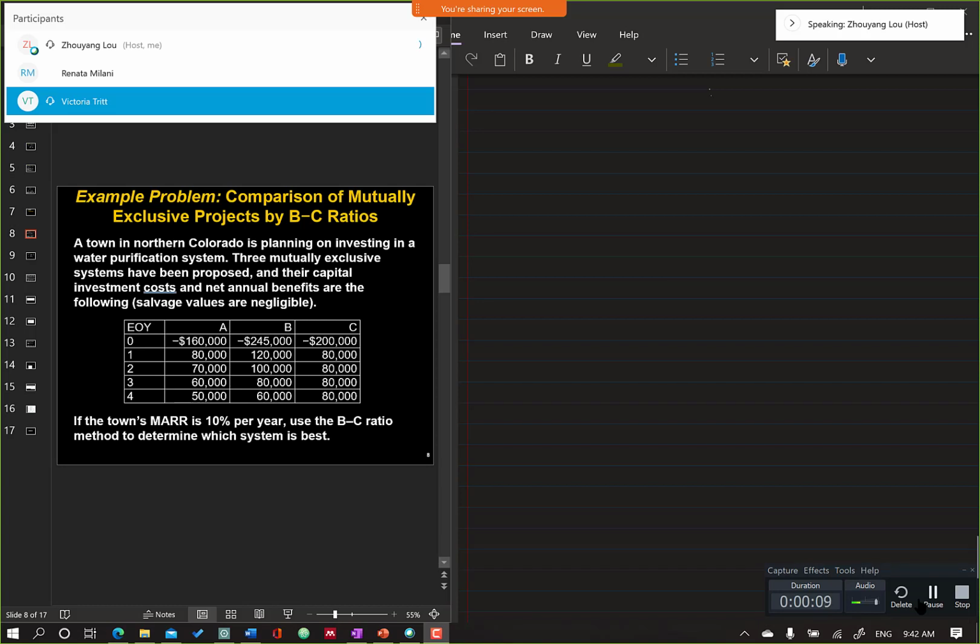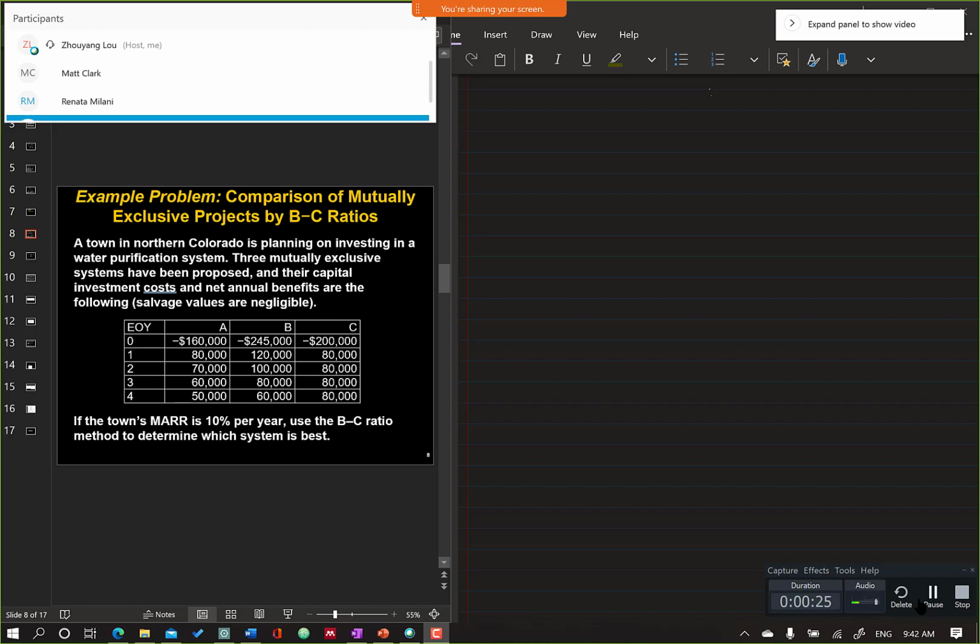Okay, so in this session, we're going to do some problems covering benefit cost ratios, incremental benefit cost ratios, and also some previous methods used for comparing multiple mutually exclusive projects, maybe 3 to 4, depends on time. We're going to do 2 hours. Okay, let's get started.